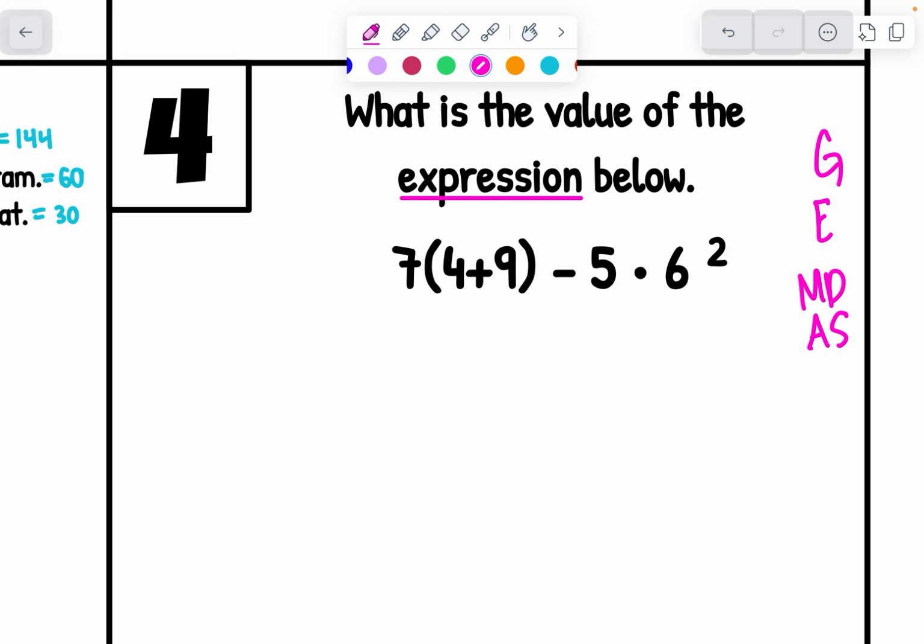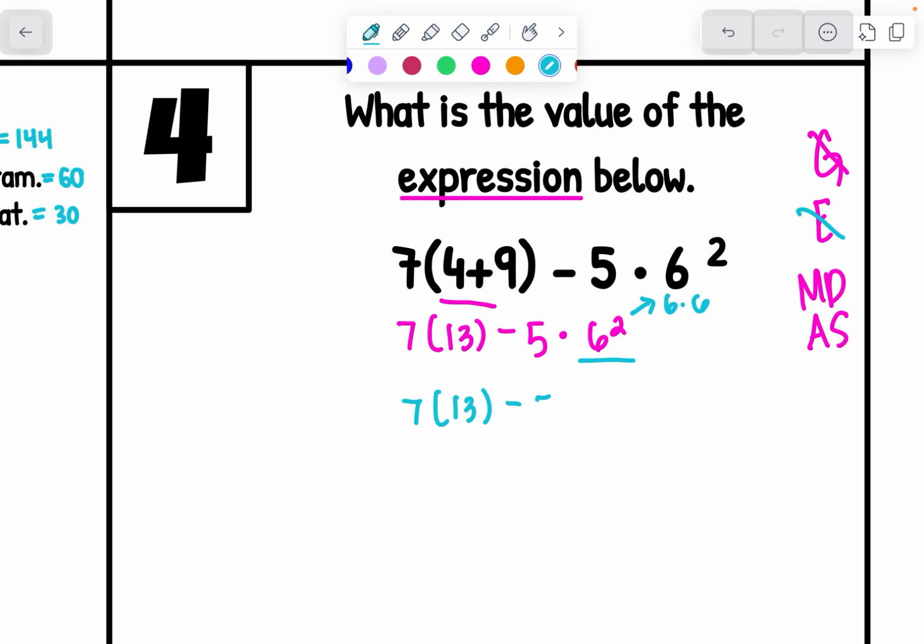And I'm going to look, is there grouping? Yes, there is. I need to do 4 plus 9, which is 13. So I'm rewriting everything. Times 6 squared. Okay, I'm going to look to see if there are exponents. Well, yep, there are exponents, so I'm going to do that next. Remember, this is not 12. It's 6 times 6. So 6 times 6 is 36. I'm rewriting that.